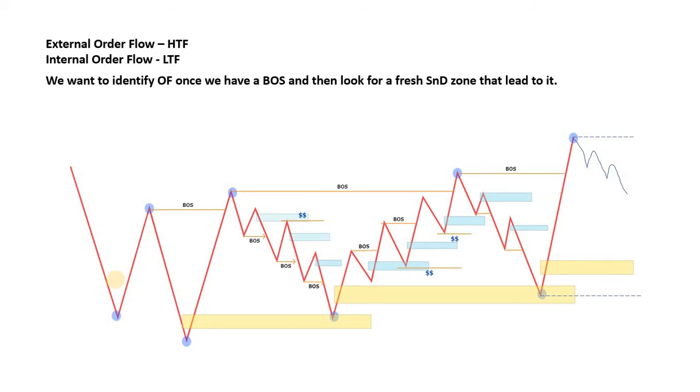All we are going to be doing is to identify order flow once we have a break of structure, and then we look for either a fresh supply zone or a fresh demand zone. That is a zone that has never been tested that led to the break of the structure.